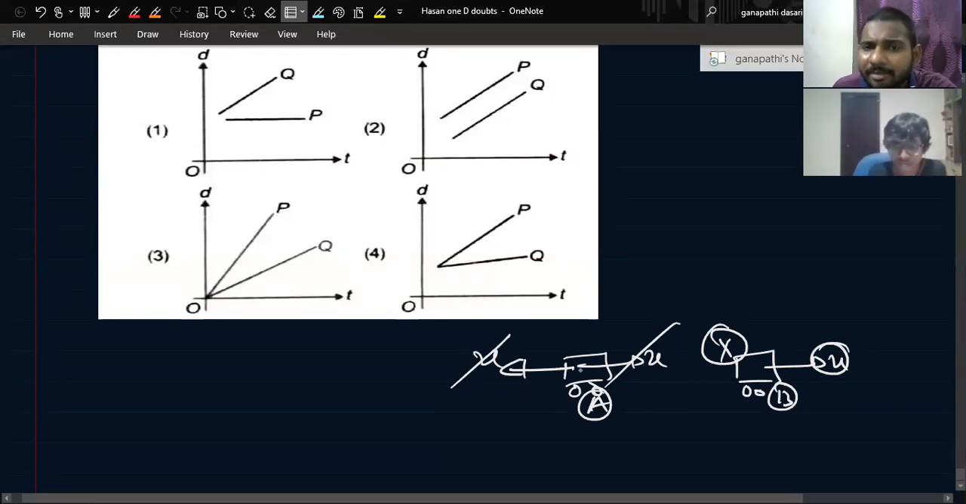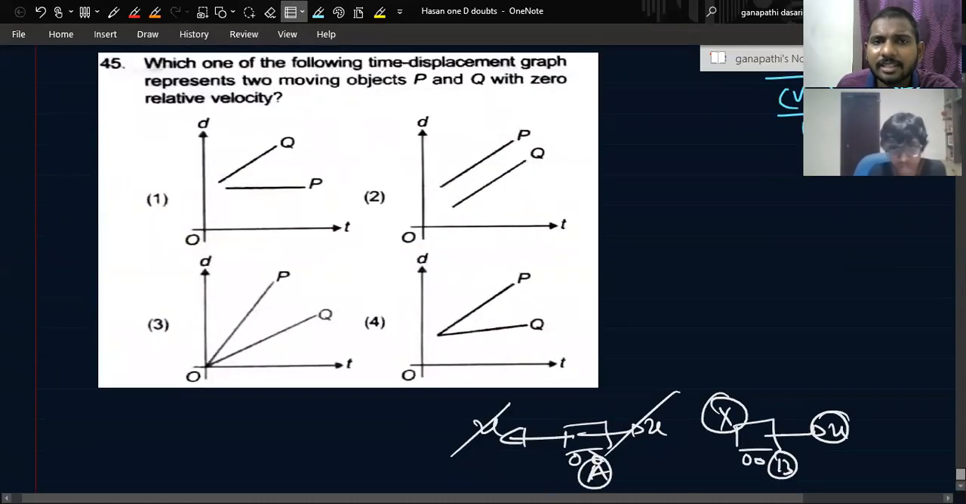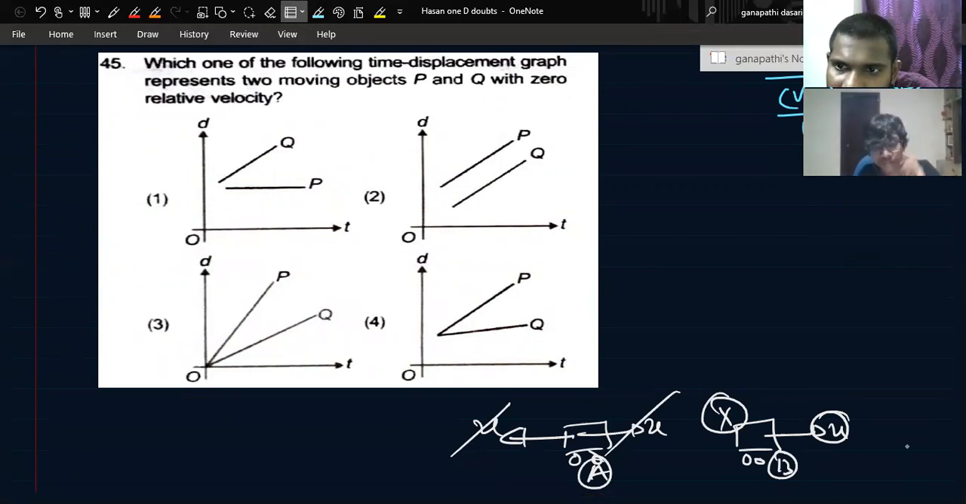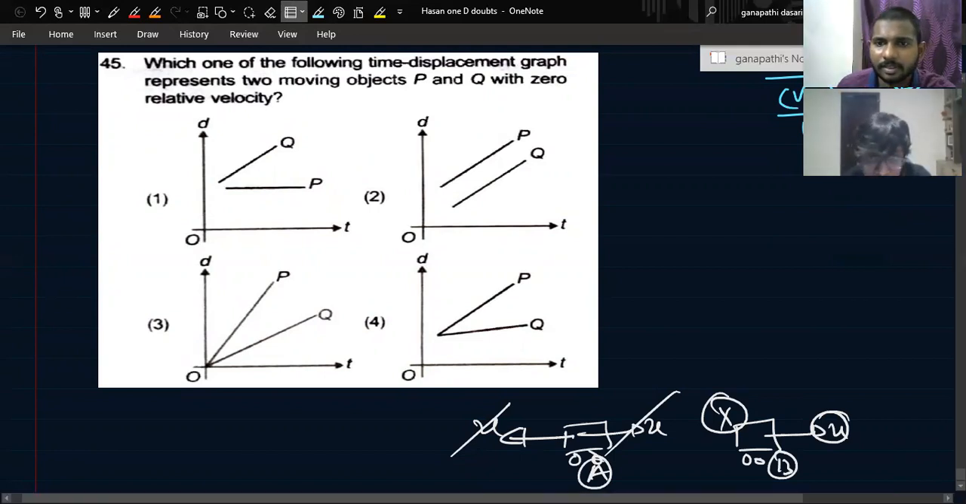That means both of them should have equal velocities, the same velocity. So in which of the graphs do they both have the same velocities? Velocity is nothing but what? Slope. Slope is constant in all the graphs. But velocity is nothing but dx by dt, that is nothing but tan theta, that is nothing but slope.